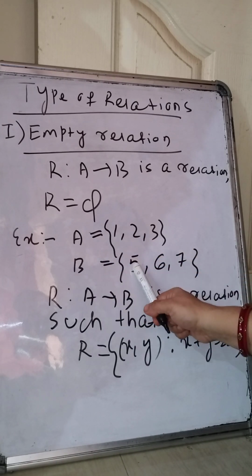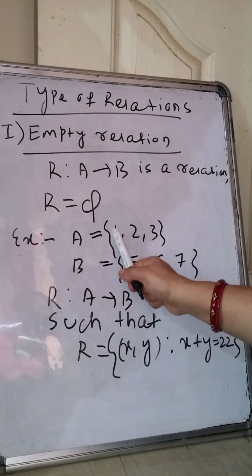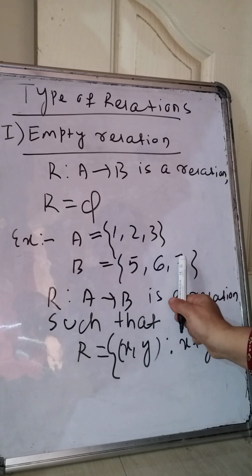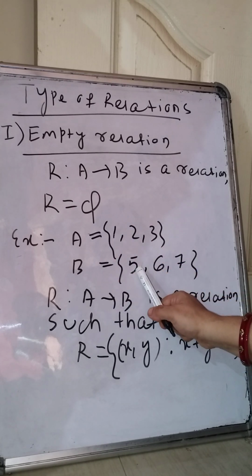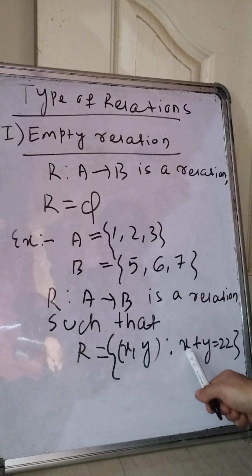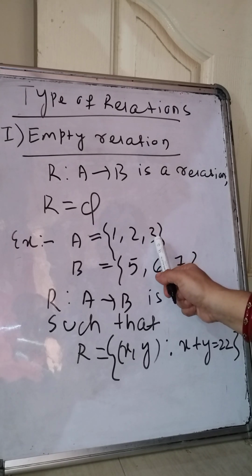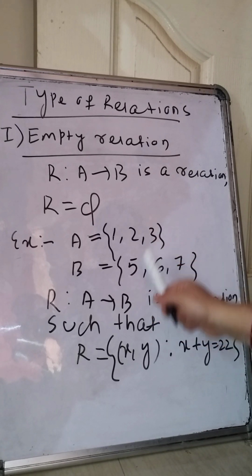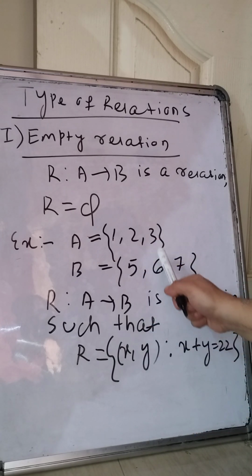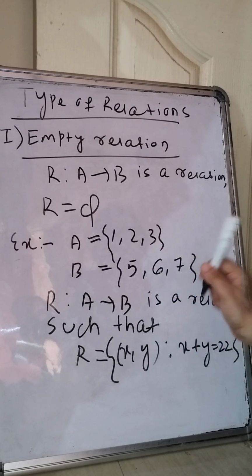1, 5: find the sum, 1 plus 5, that is 6. If you take the ordered pair 1, 6, then the sum is 1 plus 6, 7. Ordered pair 1, 7, sum is 8. Similarly 2, 5, sum is 2 plus 5, 7. 2, 6, the sum is 2 plus 6, it is 8. Similarly the ordered pair 3, 5, sum is 8. 3, 6 ordered pair, sum is 9. 3, 7 ordered pair, sum is 3 plus 7, that is 10.